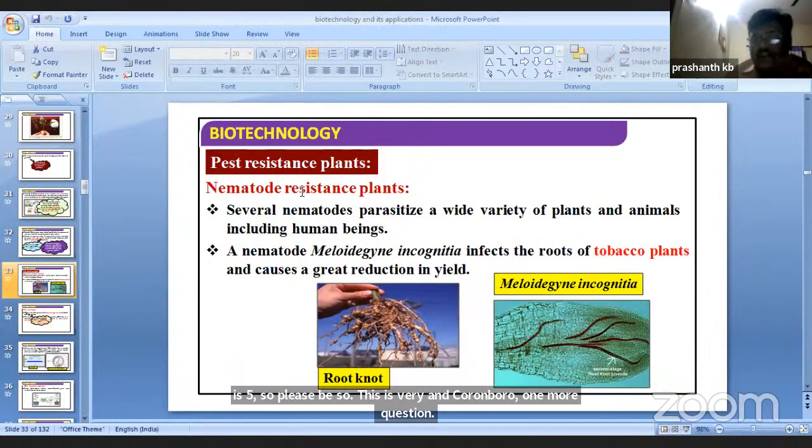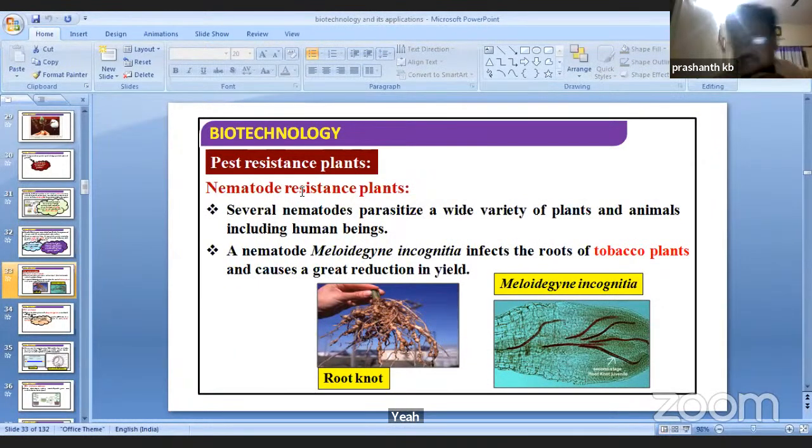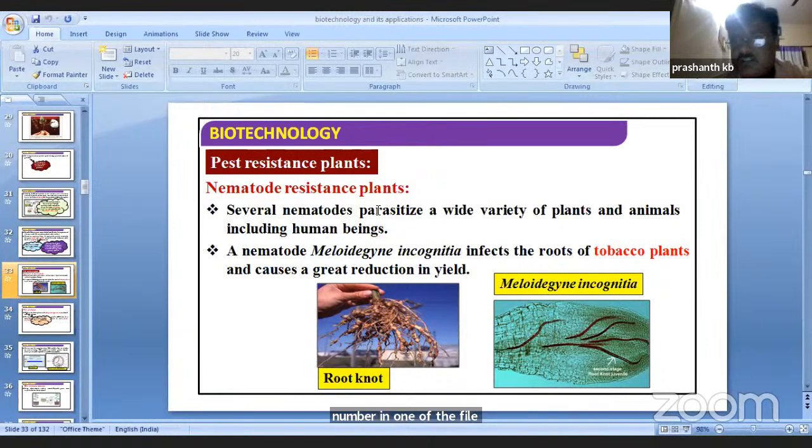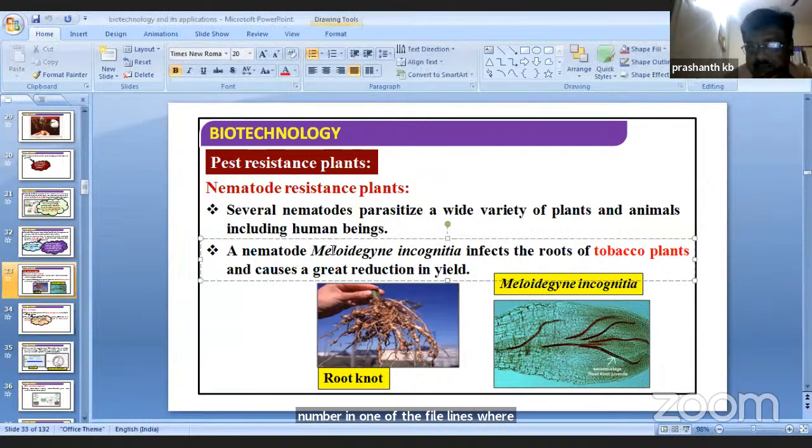Okay. Next, RNA interference. RNAi also we can call. It's a 3 marks question. And there are some 1 mark questions inside that one also. Okay. Nematode. Nematode is a phylum, and in one of the phylum, there is Meloidogyne incognita. We call this worm, the name of the nematode is Meloidogyne incognita.